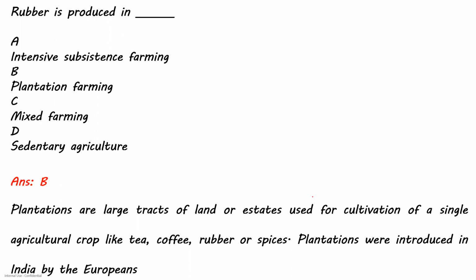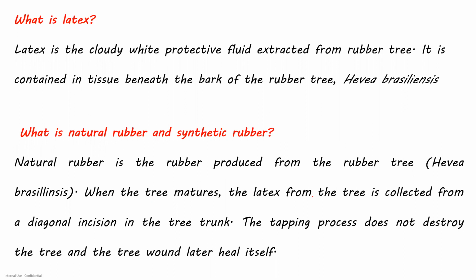Plantations are large tracts of land or estates used for cultivation of a single agricultural crop like tea, coffee, rubber, or spices. Plantations were introduced in India by the Europeans. These are two short questions again. What is latex? By now you know it, but it's just a revision. Latex is a cloudy white protective fluid extracted from the rubber tree. It is contained in tissue beneath the bark of the tree, Hevea brasiliensis.